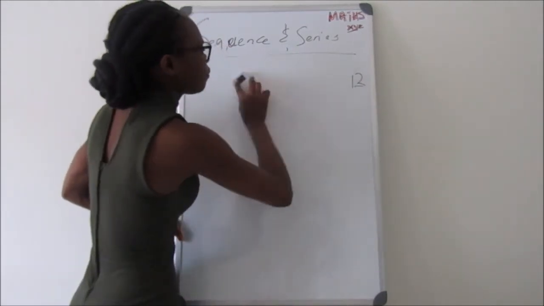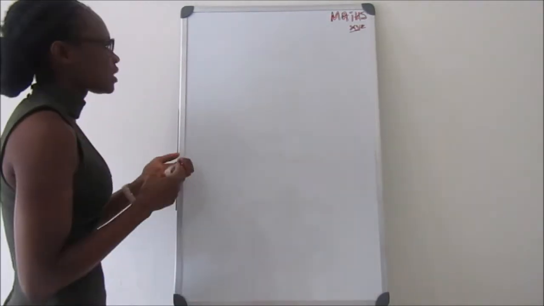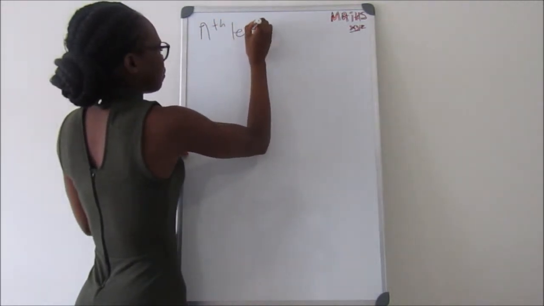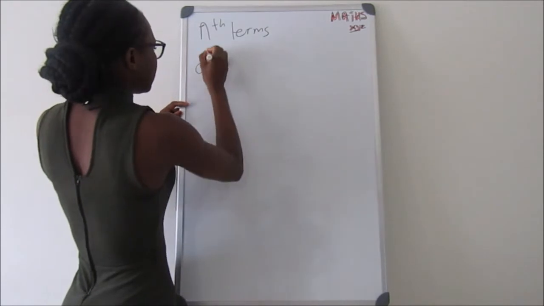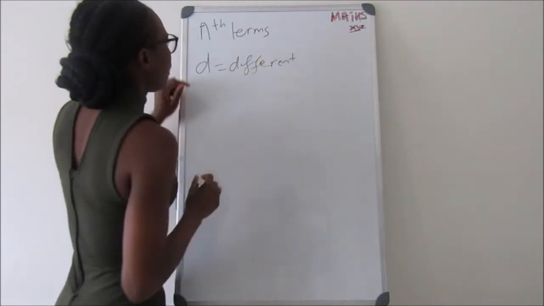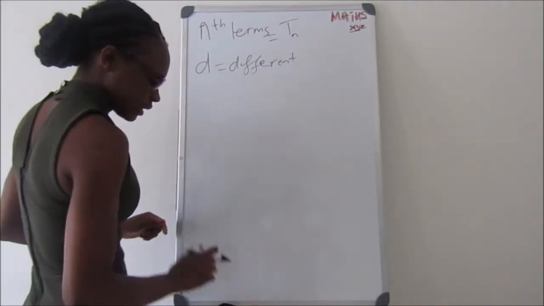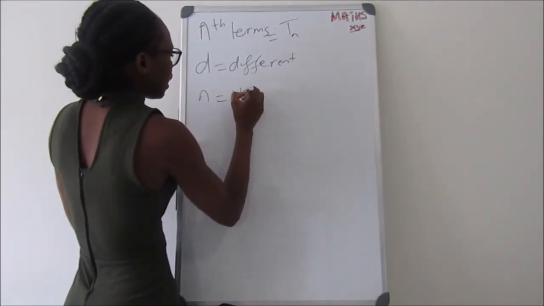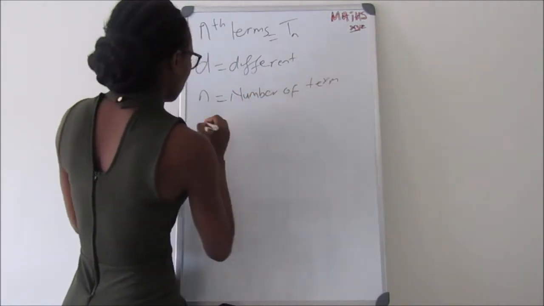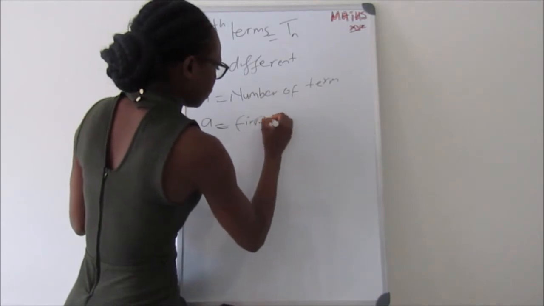Alright, so let's just get started with sequence and series. With sequence and series, we will see terms like the nth term, and something like D, which means difference. I'm just getting you guys to be familiar with terms that will be used in this chapter. We have the nth term, which is also called Tn, and D, which is called the difference. We also have N, which is called the number of terms, and A, which is called the first pattern.